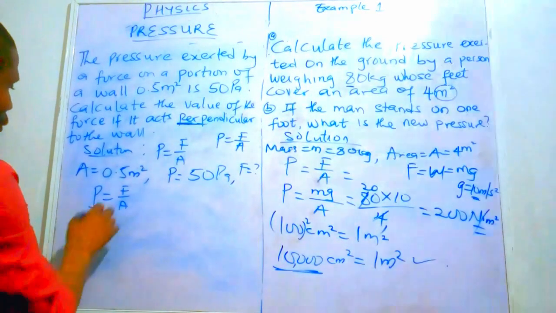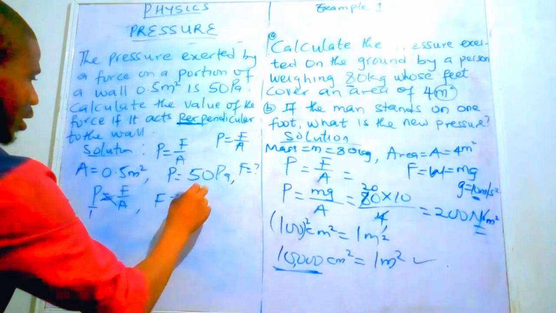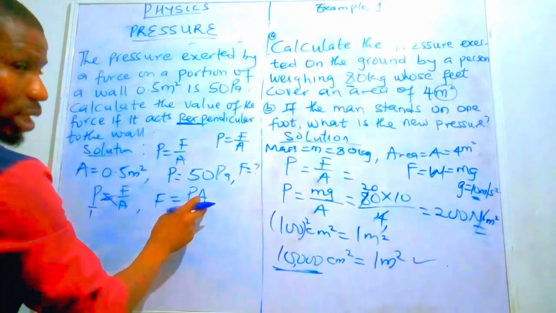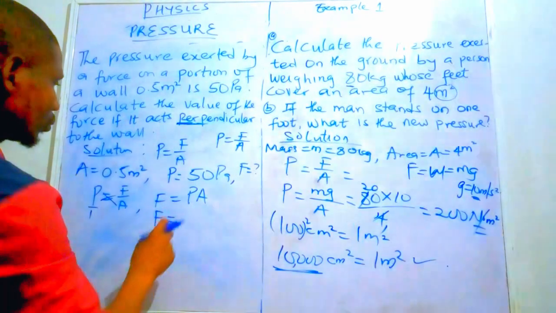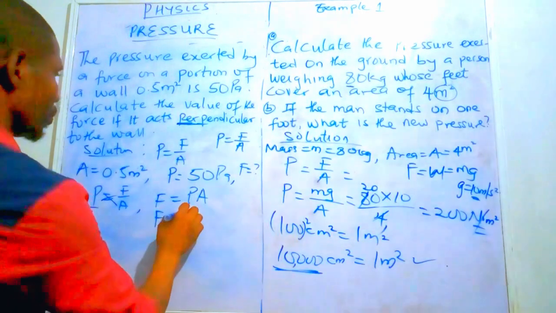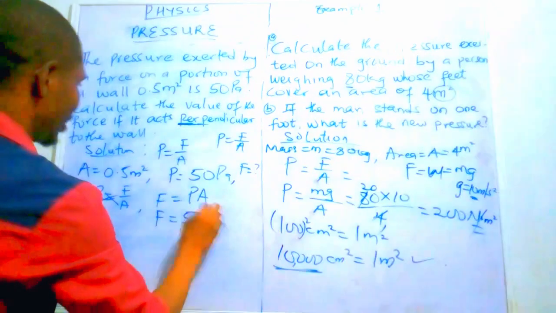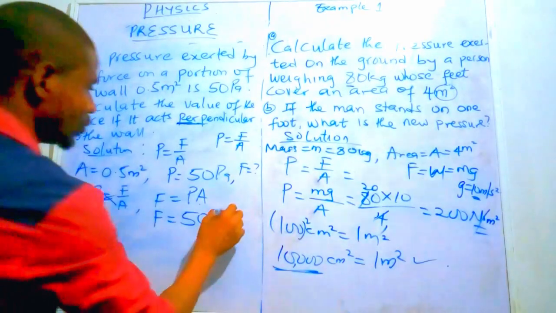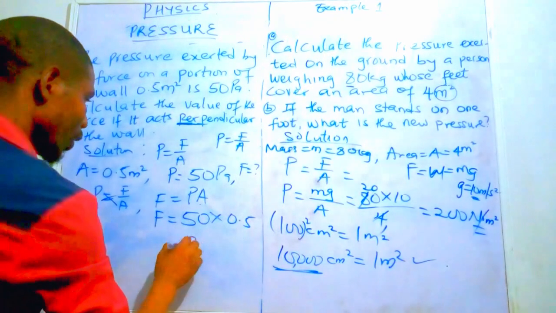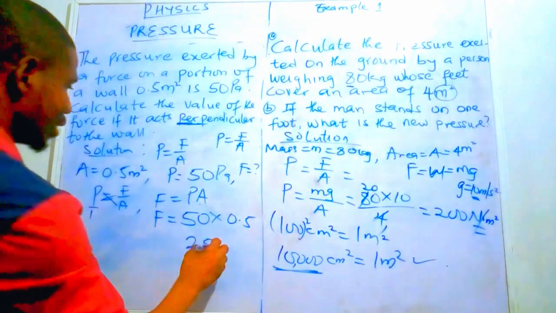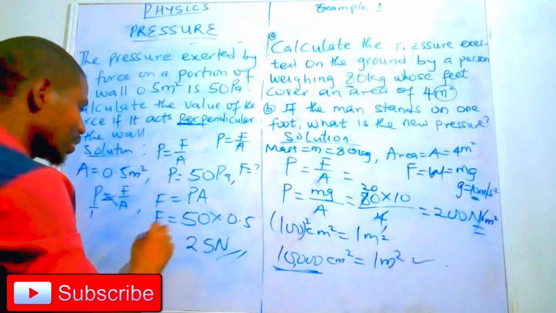So this is equal to F over 1, so we cross multiply. It therefore means that F is equal to P times A. That's pressure times area. So we have F equals pressure, which is 50 Pascal, times area 0.5. So that's going to be 25 Newton. That is as simple as that.